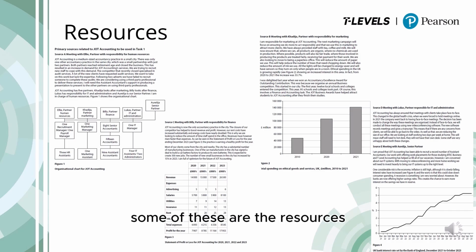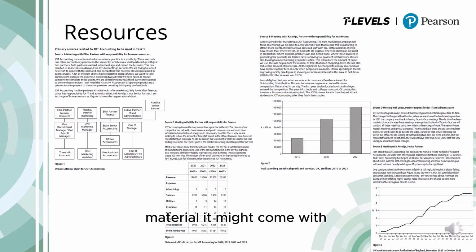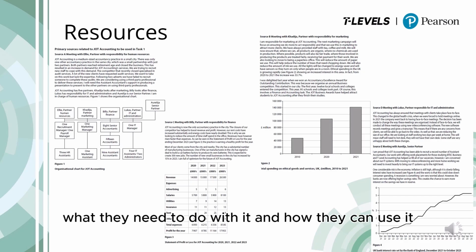See here, some of these are the resources that were provided to supplement task 1 that we've just looked at. Each different task will come with different stimulus material. It might come with resource booklets that have got different information in as well. So it's important that students understand what documents they should be expecting, what they need to do with it, and how they can use it.